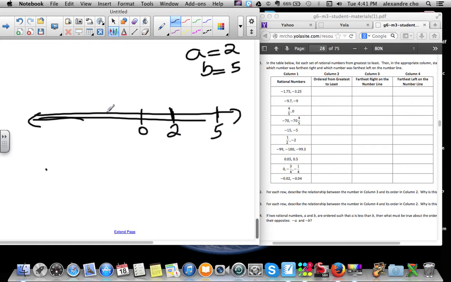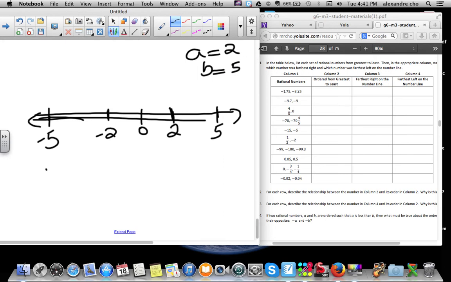Okay, let's talk about their opposites. The opposite of 2 is negative 2, and the opposite of 5 is negative 5. So when they're both positive, 5 is the bigger number. When they're both negative, negative 5 is the smaller number. Okay?